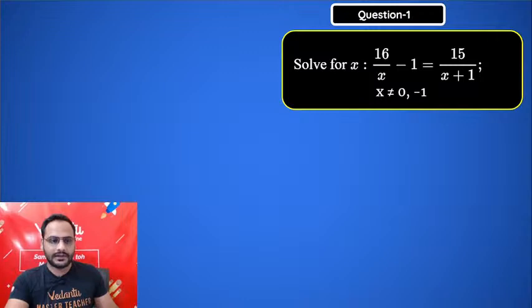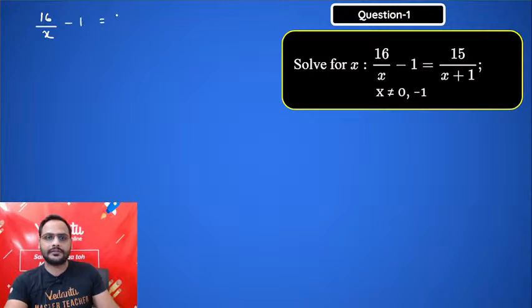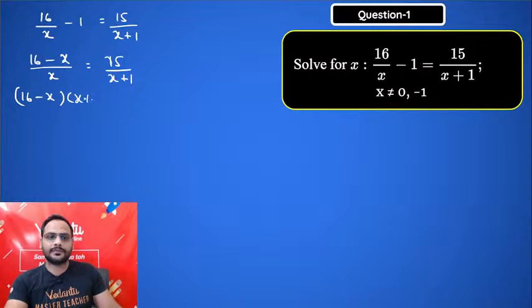Let's solve some questions. First question: solve for x. 16 by x minus 1 is equal to 15 upon x plus 1. Here you can take the LCM. So 16 minus x upon x is equal to 15 upon x plus 1. Here you can cross multiply. So 16 minus x into x plus 1 is equal to 15 into x. So you get 16x plus 16 minus x square minus x, and here you have 15x.